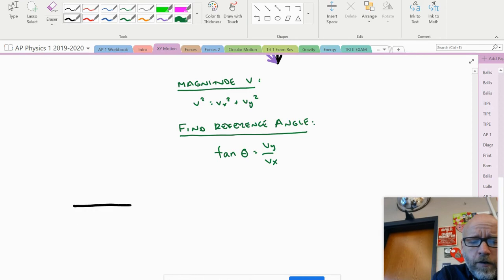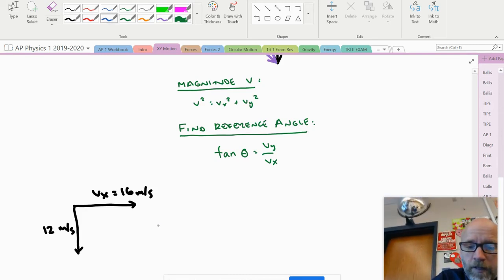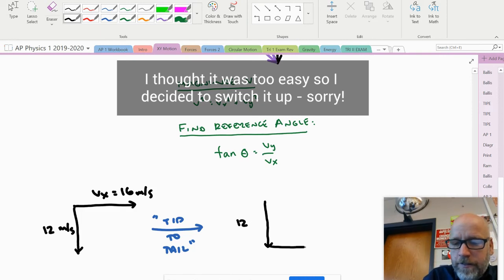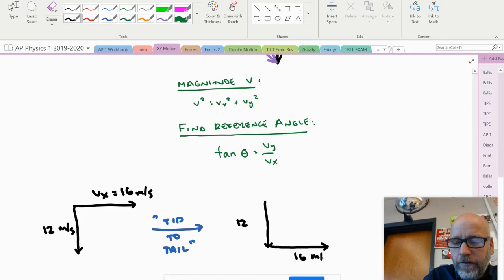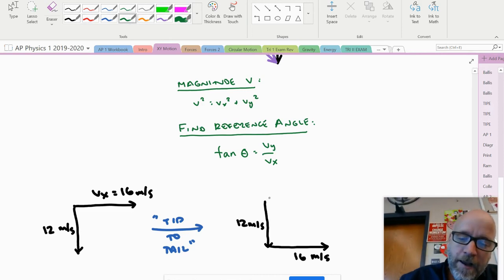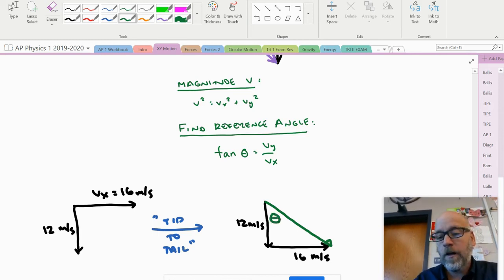So I'm going to take a velocity in the x direction, an object that's moving, let's say it's at 16 meters per second. And in the y direction, it's running at 12 meters per second. My question is, what is the resultant velocity? So my first step is to go tip to tail. Now this time, watch this. I'm going to go 12 down and 16 over. It's actually the same exact result as if I went the other way. Now, I go here, and my reference angle, I'm going to draw to there.